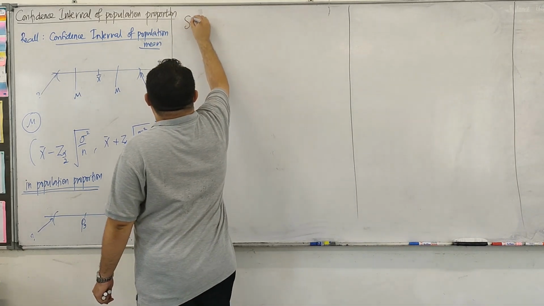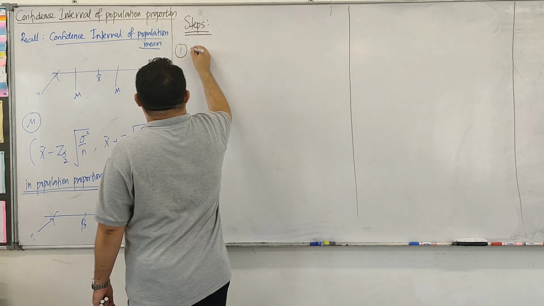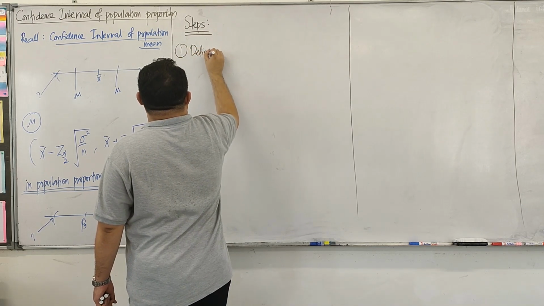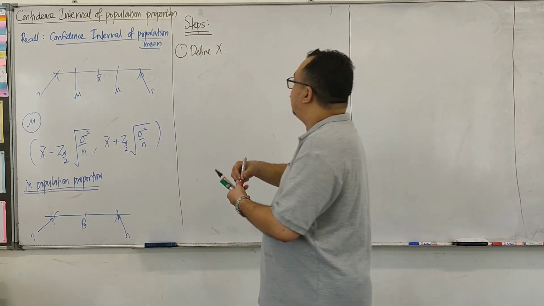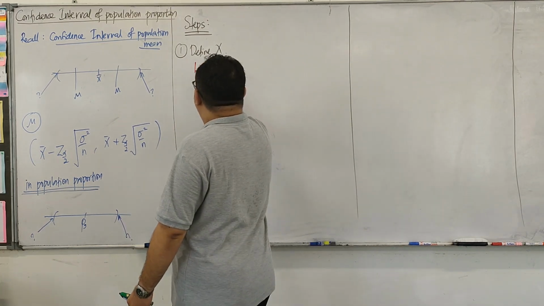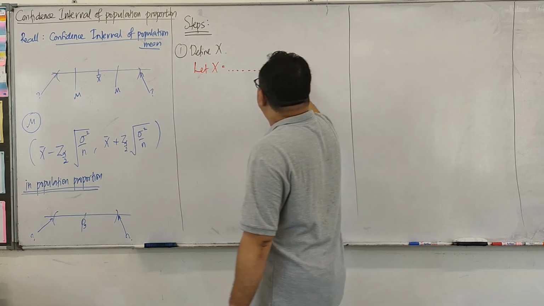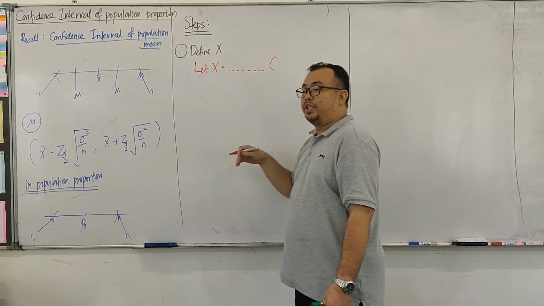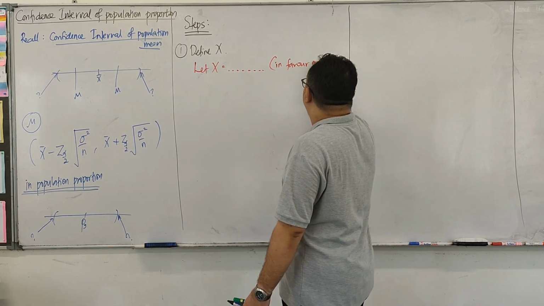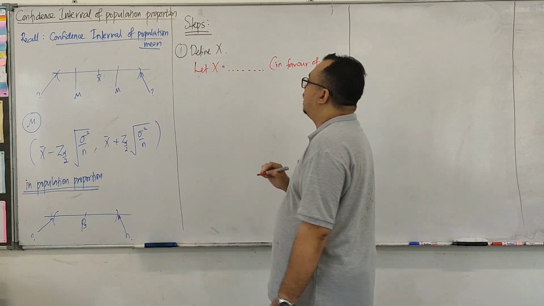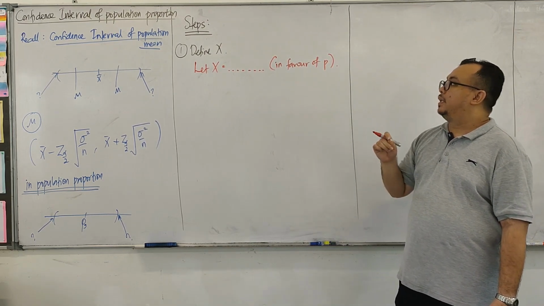So the steps. Okay, step 1, you have to define your x. Okay, how do you define your x? So you can write, let x equals to whatever it is. But you must remember, because this is proportion, you must write in favor of p. Okay, you must write in favor of p.